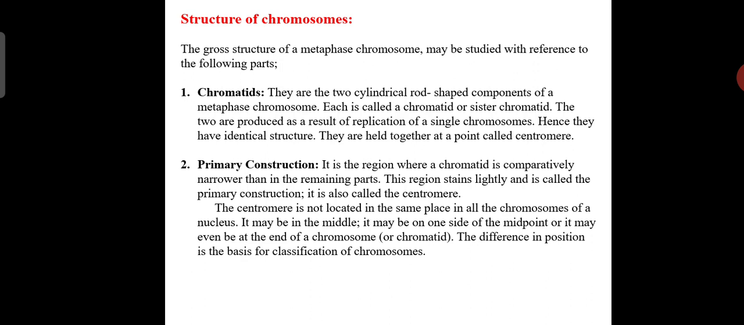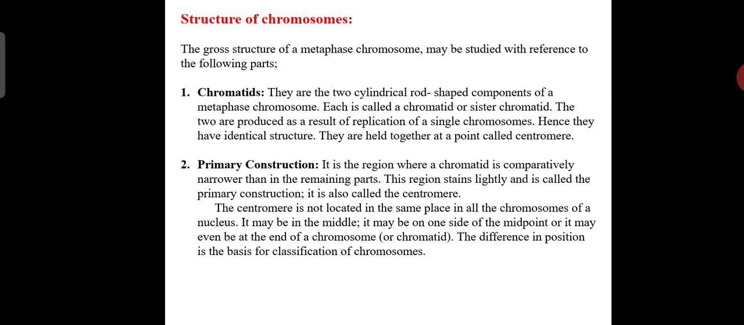It is a part in the chromosome which is having two cylindrical rod shaped compartments of a metaphase chromosome. So each is called a chromatid or a sister chromatid. The two are produced as a result of replication of a single chromosome. Hence they have an identical structure. They are held together at a point called centromere.